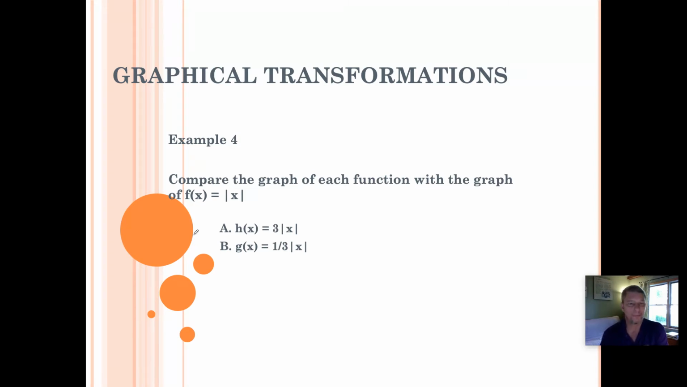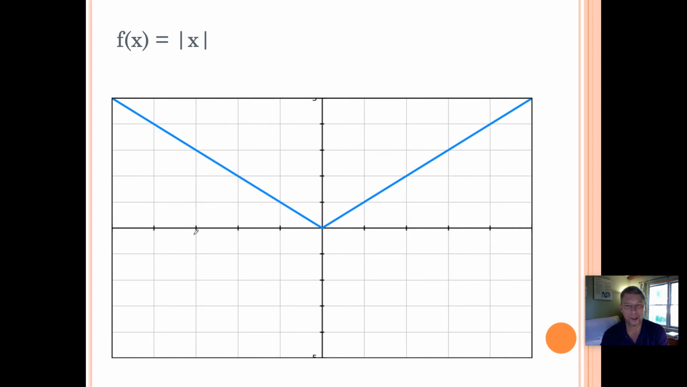Now, in part A, we are multiplying the original function by a factor of 3. Because we're multiplying f of x by a term, that means that the transformation is going to be vertical. It's the same thing for the 1/3 times the absolute value of x. We just have to determine now whether these vertical moves are stretches or shrinks.